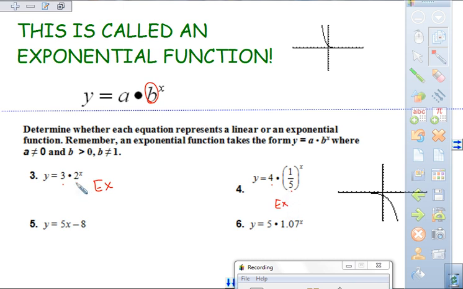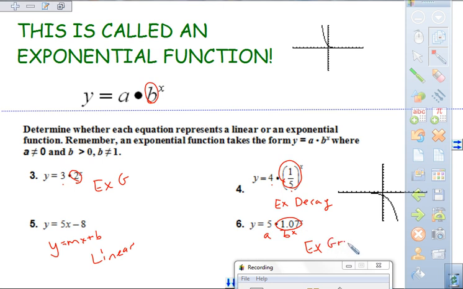So if we double check, is this one growth or decay? This would be growth. Number 4, growth or decay? This is less than 1, so this would be decay. Looking at number 5, well, this looks like y equals mx plus b, so this is going to be linear. And then number 6, oh, my x is an exponent, so here's my a, here's my b, there's my x. So this is going to be exponential because we're bigger than 1. This is, yep, you got it, growth.